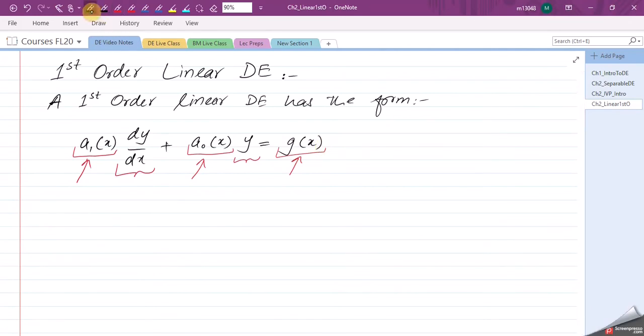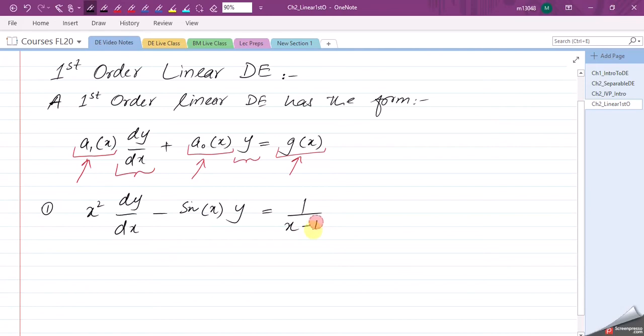Let's see some examples. How about x square dy by dx minus sin x y equals 1 over x minus 1. So we can clearly see that the derivative is first order. No power on the derivative. We do not want any power on the derivative or on y. This is a function of x strictly, this one and this one. So we can confidently say that this equation is linear. And of course it's first order.